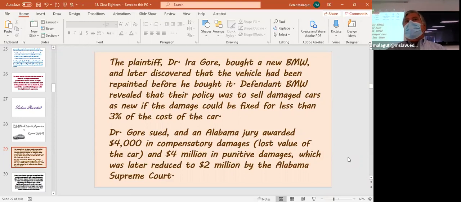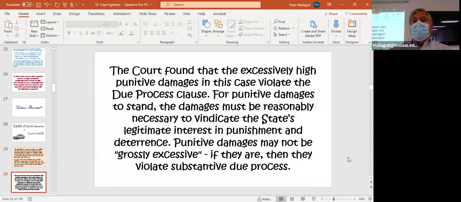Sometimes compensatory damages are actual damages. They award $4 million in punitive damages. Through a remittitur, the court lowers the amount to $2 million, but leaves those punitive damages intact. BMW appeals. The case goes up to the Supreme Court.